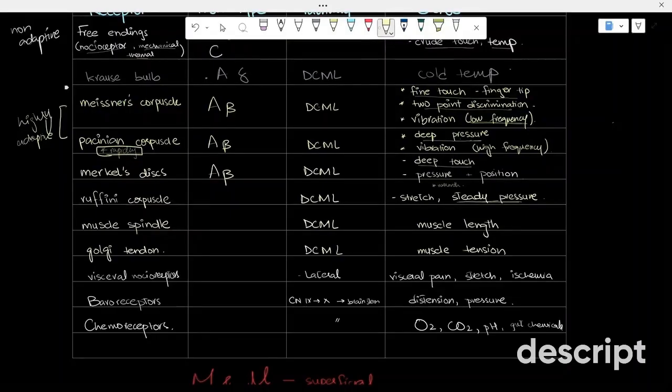The Ruffini corpuscle is now responsible for steady pressure. This was for deep pressure, normal just pressure, 2-point discrimination for Meissner's. For Ruffini, it's steady pressure, basically the stretching of skin. Again, pressure and stretch, it will be A beta fibers.